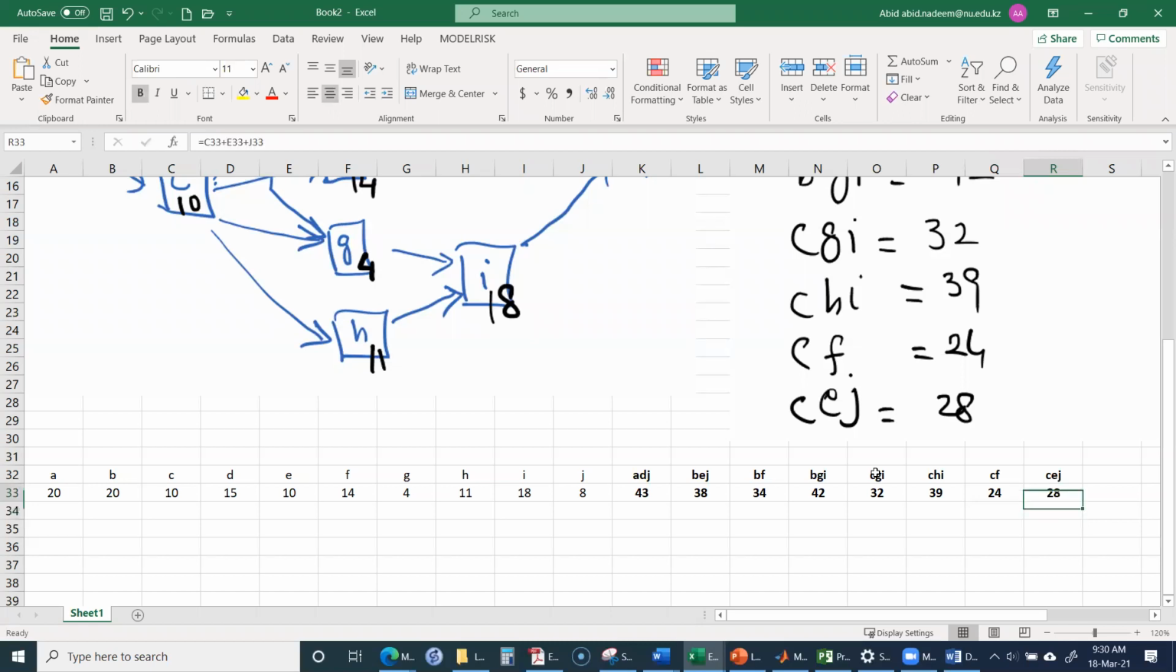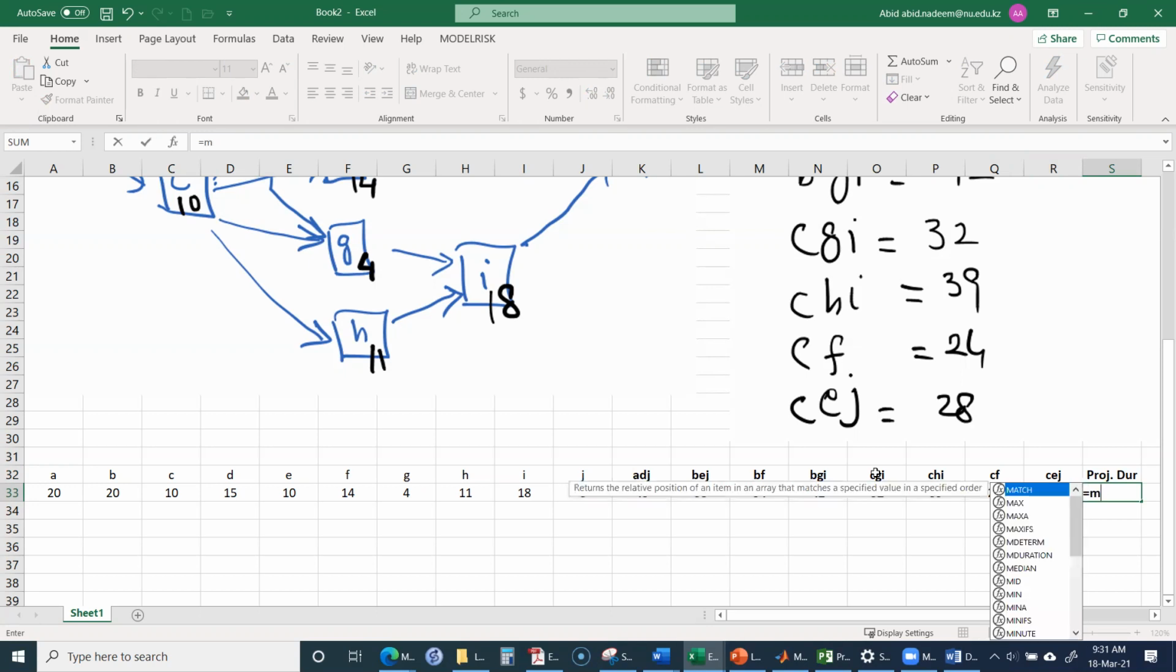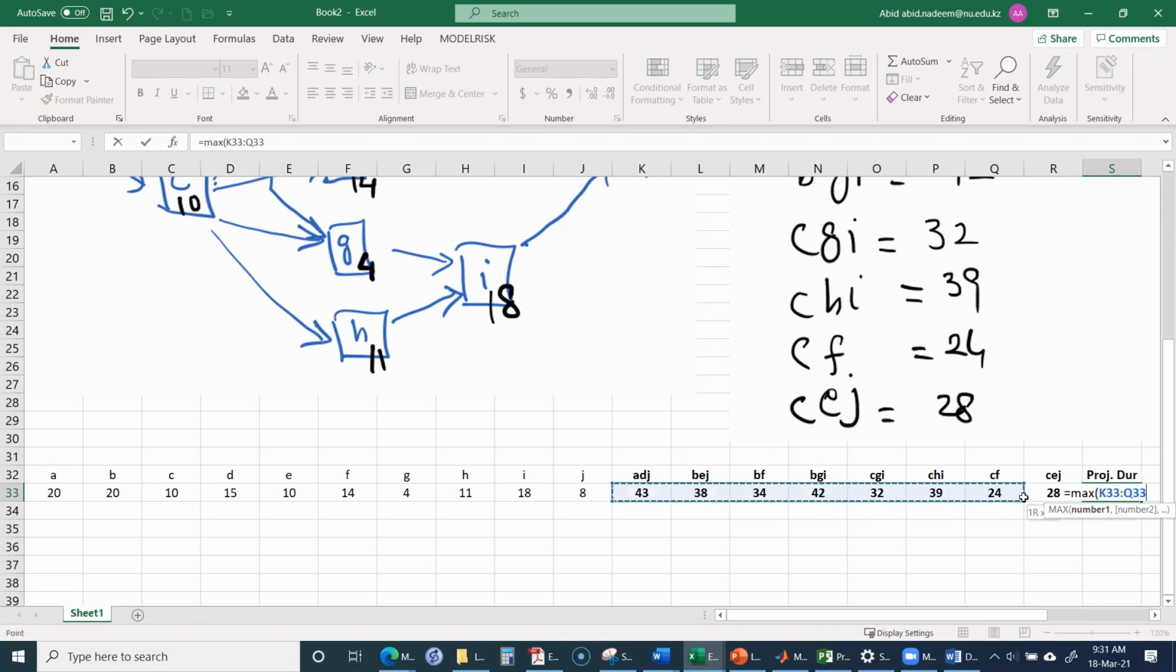So now we have set it up. And then the duration, which is the project duration. Okay, project duration, how to set up the project duration over here. That will be the maximum of these values.